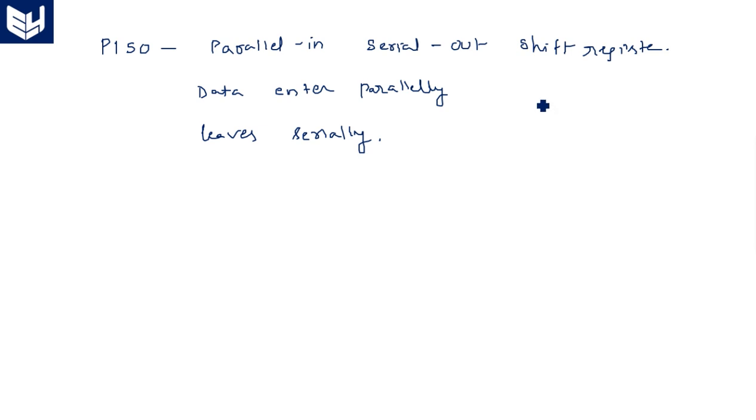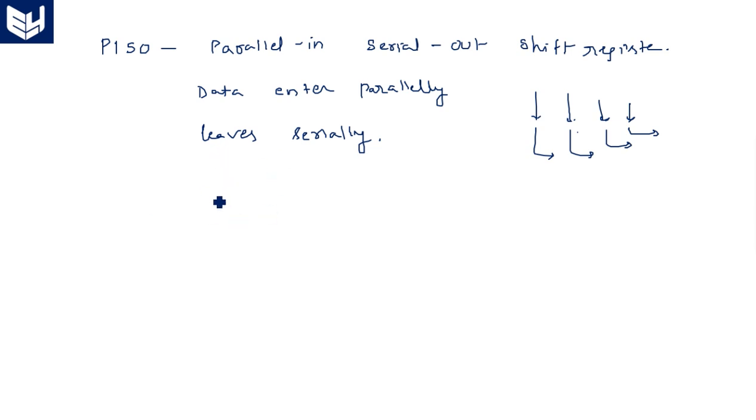Data enters parallelly. That means data enters the registers parallelly. That means at a time, all the 4 bits will be loaded into the flip-flops parallelly, and the data will be moved bit by bit. This is what parallel in serial out means. And now let us see how to construct this parallel in serial out shift register.